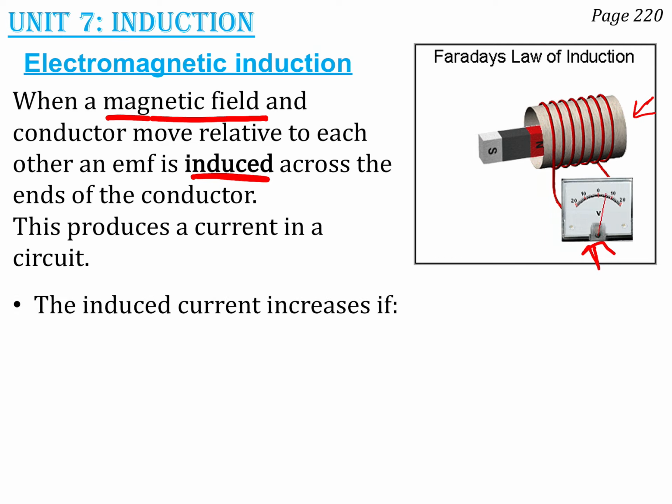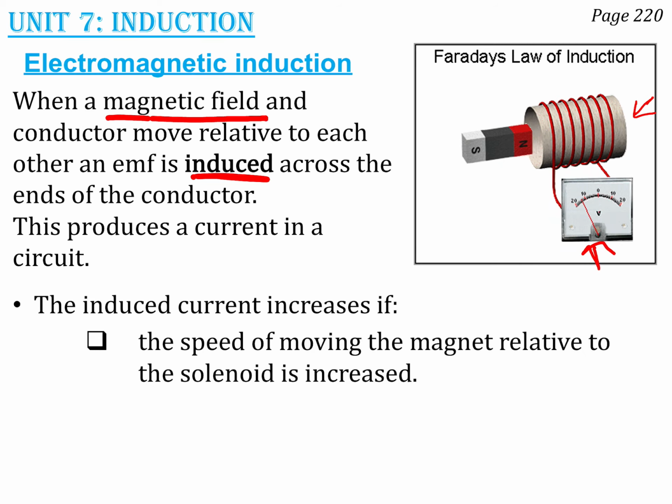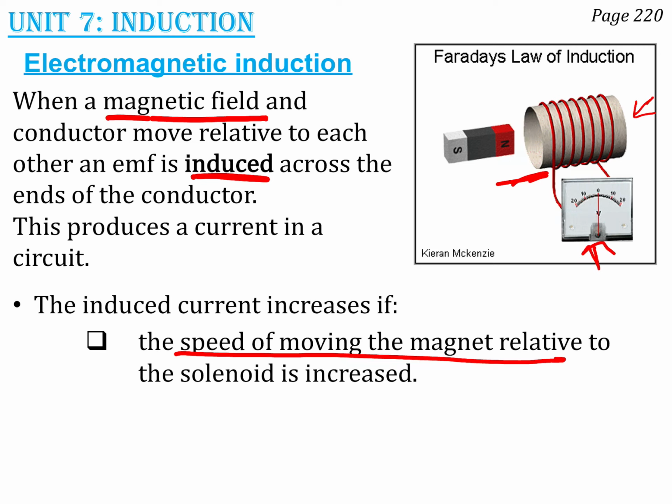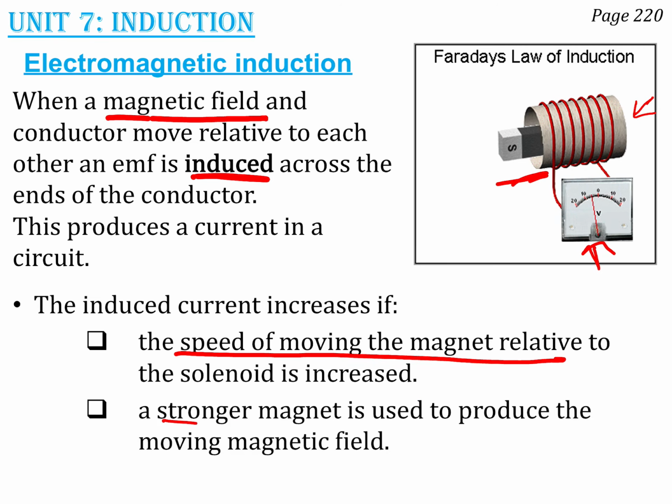Now, how do we make this current bigger? All right, number one, we move the magnet more. So we move it in and out faster. We may move the coil faster. We do something like that, okay? So we increase the speed. Number two, we use a stronger magnet. Now, please note here, grade 11s, we use a stronger magnet, not a bigger magnet, okay? Bigger magnets, just because they're bigger physically, does not mean that they are stronger. You can get very, very small magnets that are extremely strong, so just be careful.